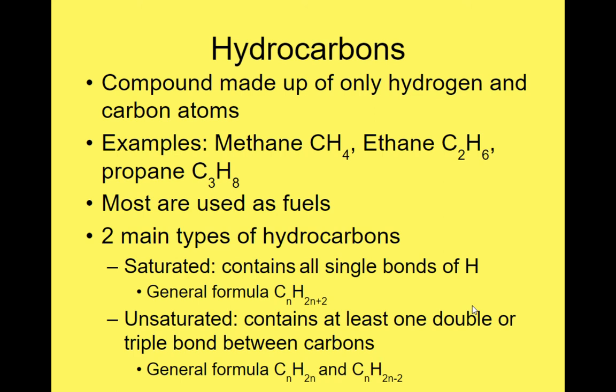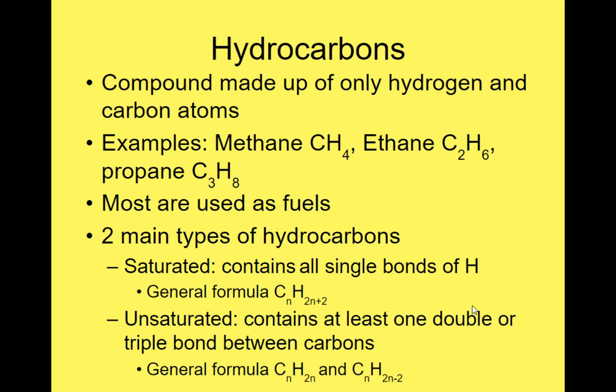And it's pretty simple. If they're saturated, that means there's no double or triple bonds, so you use CnH2n plus 2. The n represents the number of atoms. For example, if you had 1 carbon, you would put a 1 in for the n. So it'd be C1, and then you'd have H 2 times 1 plus 2, so that would be 4. Pretty simple, right?